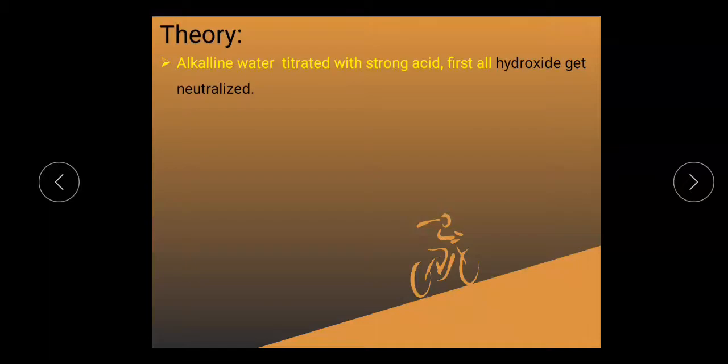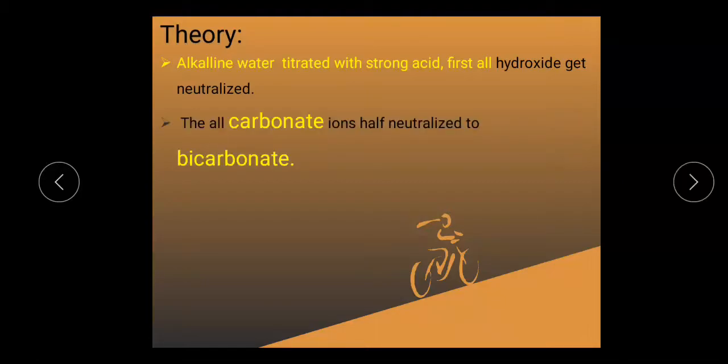The sample is alkaline, so the solution present in the burette is acid. Means this titration is also called an acid base titration, and the reaction that takes place is called a neutralization reaction. What happens is, in the first addition of acid, hydroxide gets neutralized, and then after complete neutralization of hydroxide, alkalinity is due to the presence of carbonates and bicarbonates also.